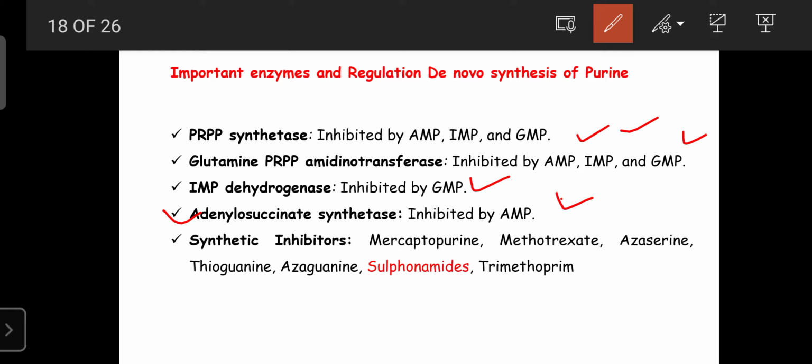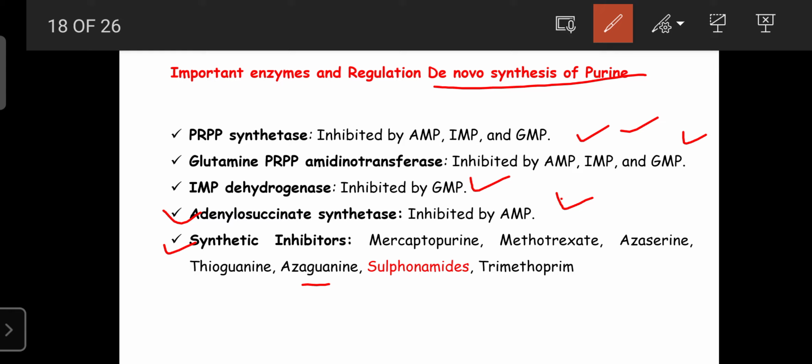They also inhibit the de novo synthesis of purines, like mercaptopurine, methotrexate, azathioprine, thioguanine, azaguanine. These are all used as anti-cancer drugs for the treatment of cancer. They inhibit the de novo synthesis of purine both in healthy cells as well as cancer cells.